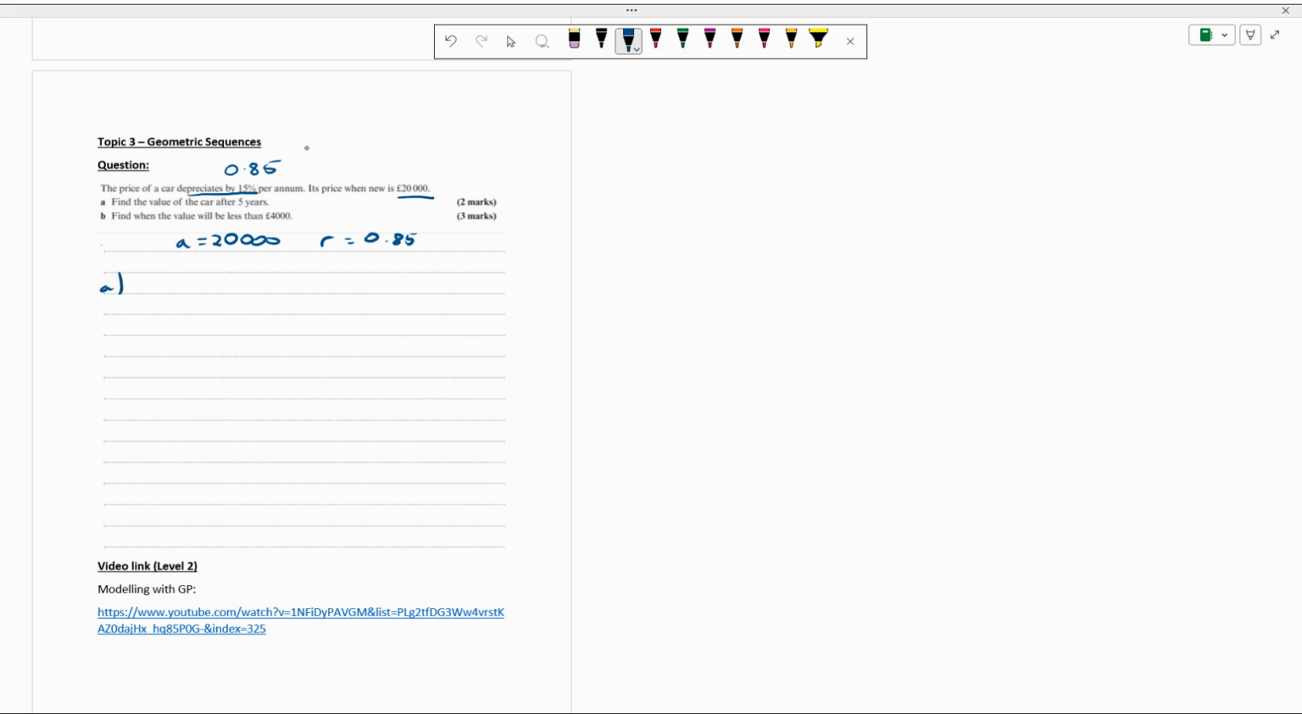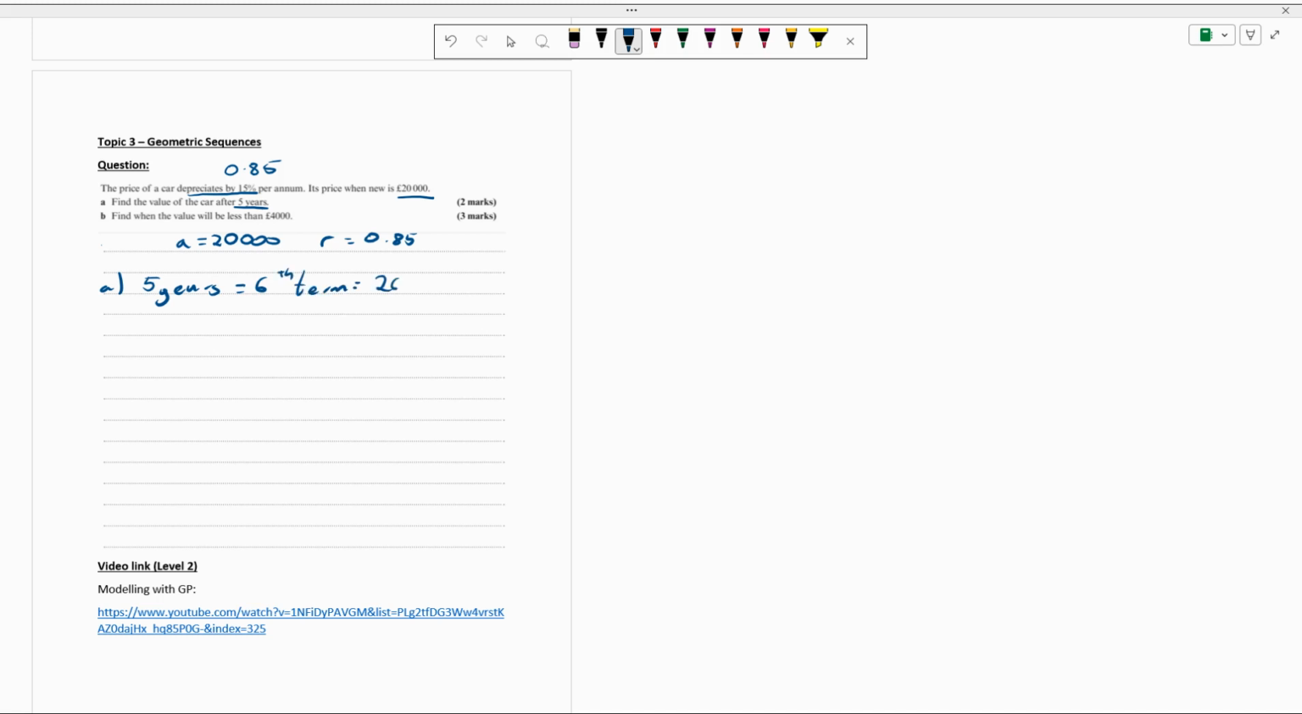So part A, write down the value of the car after 5 years. Now this is the awkward bit because people then go, okay, that means I want the 5th term. Well, no, you don't, because you've got the initial amount, then you've got year 1 where it's been decreased, then you've got year 2 when it's been decreased, and so on. So actually, the 5 years is actually the 6th term.